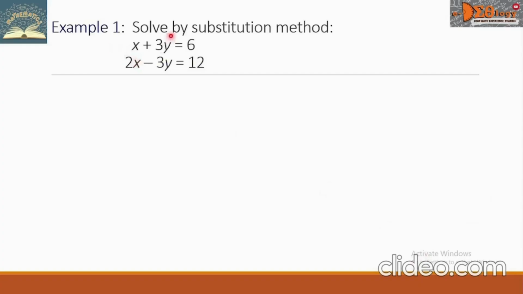Example 1. Solve by substitution method. X plus 3y equals 6. 2x minus 3y equals 12.